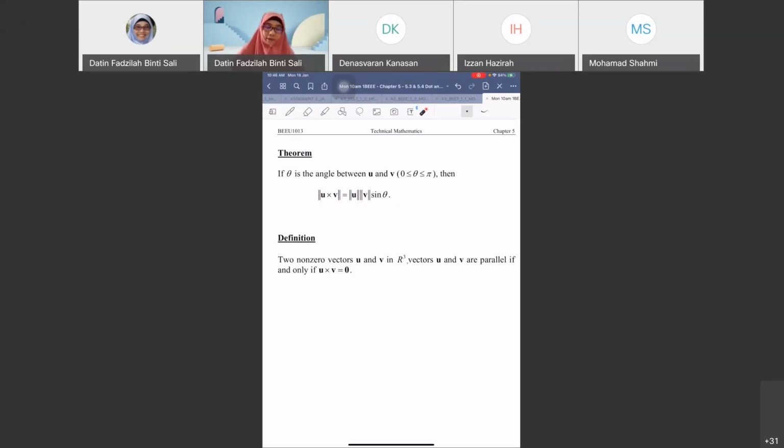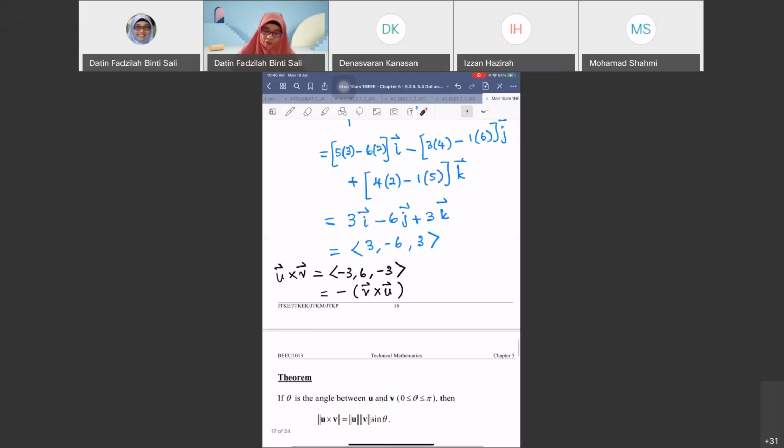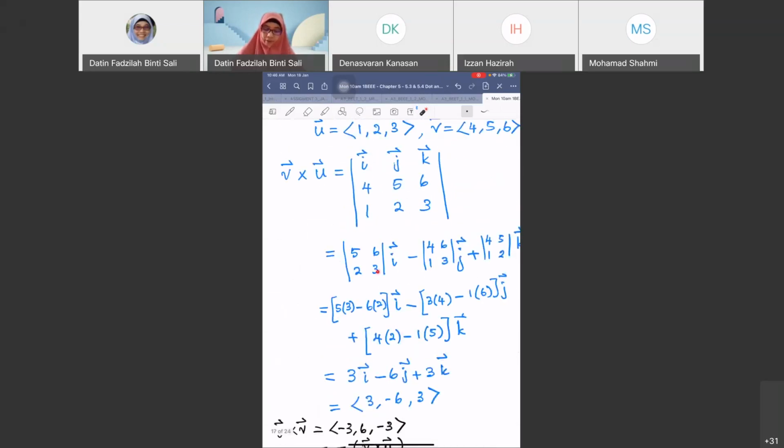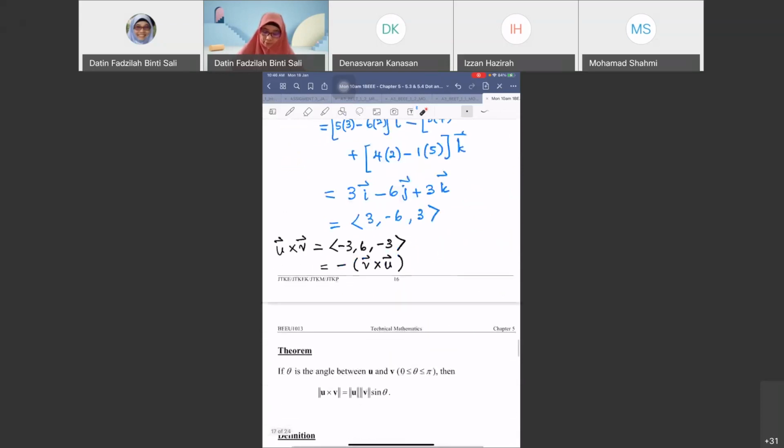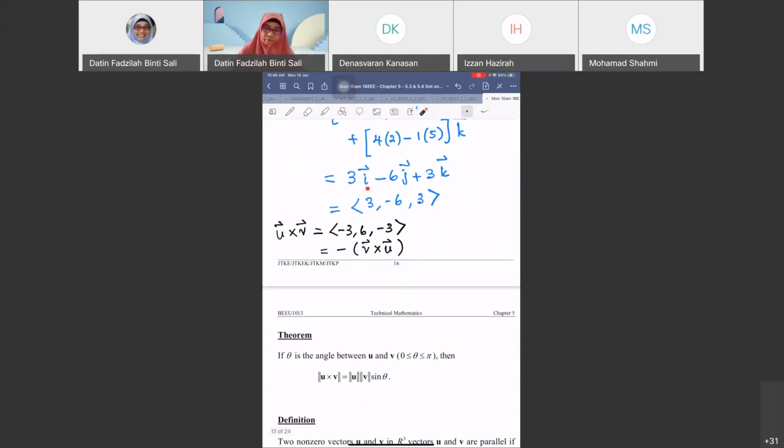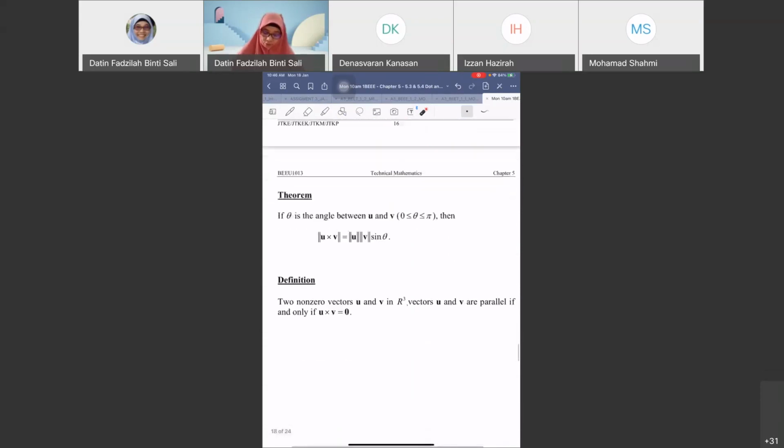Most of the time, when a question asks for the magnitude of a cross product, they give you the components straight away for vectors u and v. So you just find the cross product using this method, and then compute the magnitude. Remember, for this vector, the magnitude is the square root of this square plus this square plus this square. That is the formula to find the magnitude.